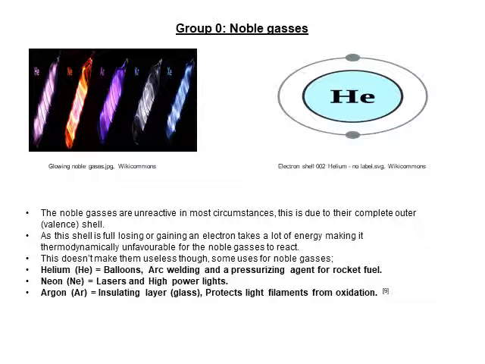This doesn't make them useless, though. There are many uses, and their unreactivity helps. For example, argon is used to protect light filaments from oxidation. They're also used as an insulating layer in some glasses. You can get argon-filled glass. It's a very good insulator and works really well. Neon is used in lasers and high-power lights. And helium is used to fill up balloons, in arc welding, and as a pressurizing agent for rocket fuel.